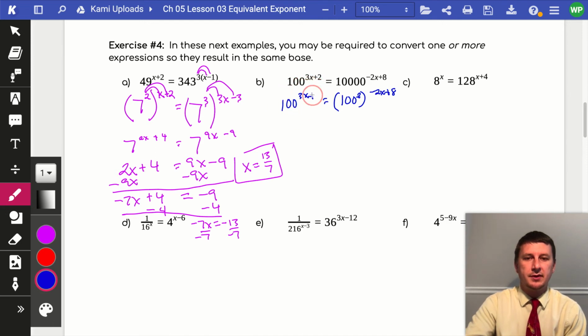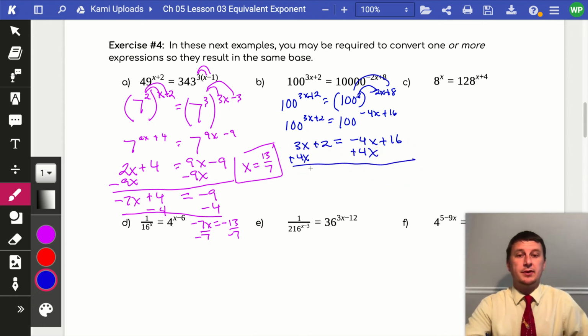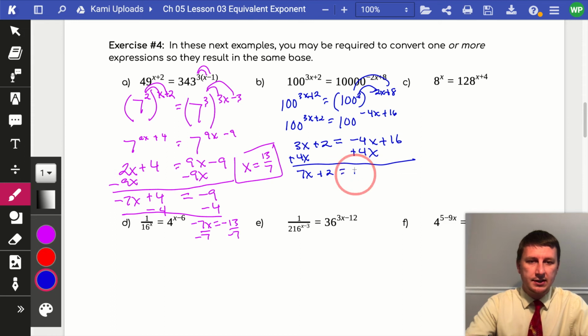Bring down the 100 to the 3x plus 2. I'm going to simplify this by distributing over here to each term outside. So I have 100 to the 3x plus 2 is equal to 100 to the negative 4x plus 16. Now I can set my exponents equal to each other, now that I know my bases are exactly the same. I'm going to get 3x plus 2 is equal to negative 4x plus 16. Moving all of my x's to one side, 3x plus 4x is 7x plus 2 is equal to 16. Let's subtract 2 from both sides and get 7x is equal to 14, and finally divide both sides by 7, and I get x is equal to 2.